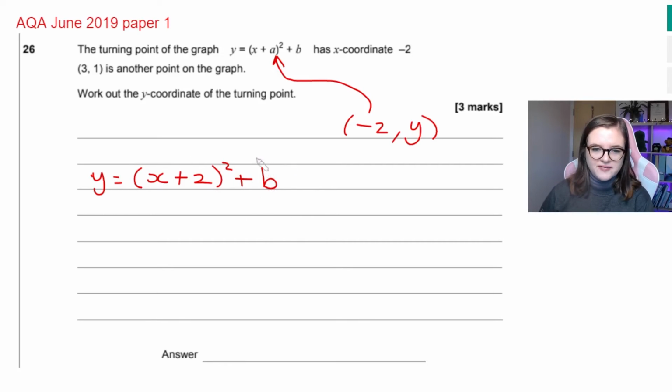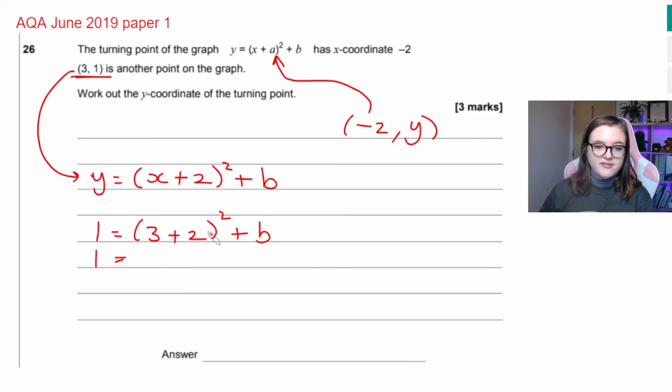So then we need to figure out what this b is, right? So we can use this point to work that out. We can put this point into here as well. So x being 3 and y being 1. So then we get y, which is 1, equal to (3 plus 2) squared, plus whatever b is. And then we have 1 equals, that's 5 squared, which is 25 plus b. So then b is equal to, take that over there, minus 24. So there we are, minus 24, and that's it.